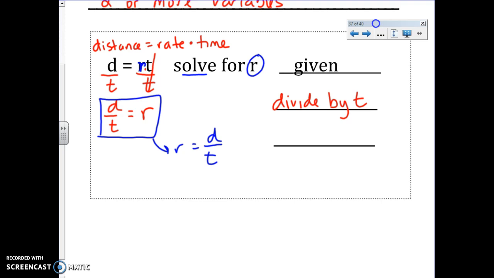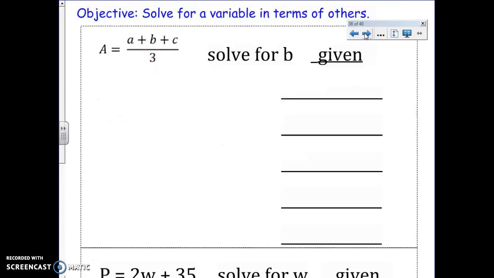So if I have a distance that I traveled and I know how much time it took me, I can find out what my average rate of speed was. And what we did was we simplified. Again, I have 2 more examples for you.